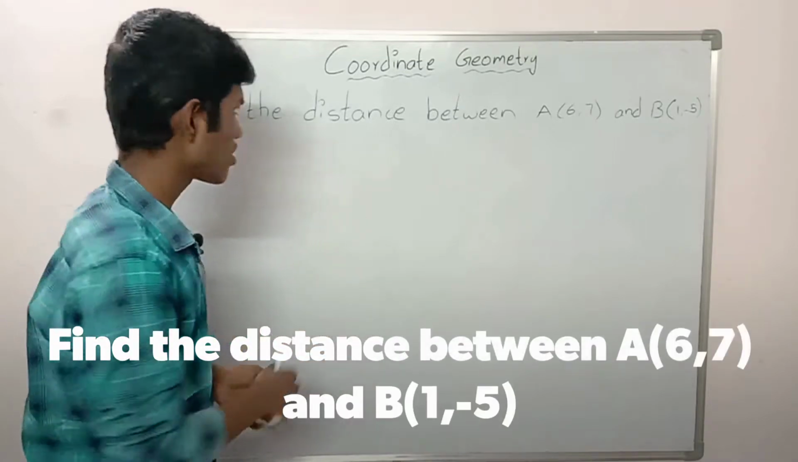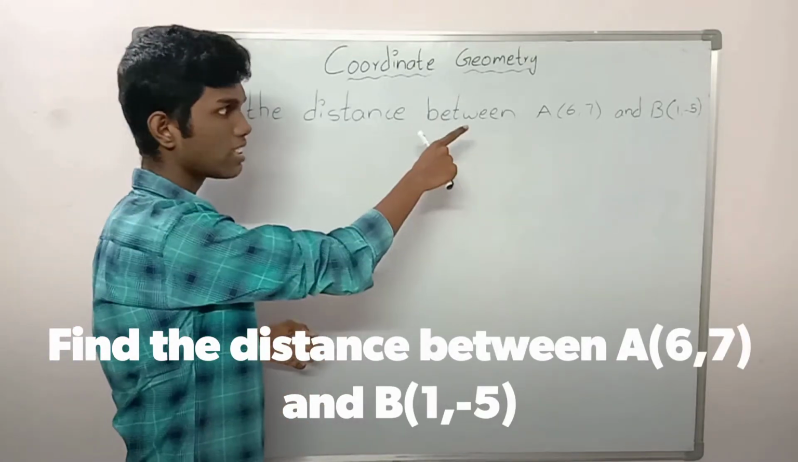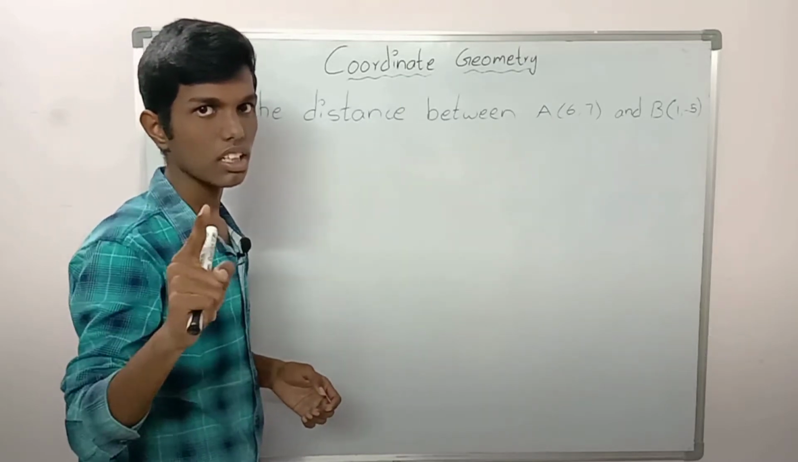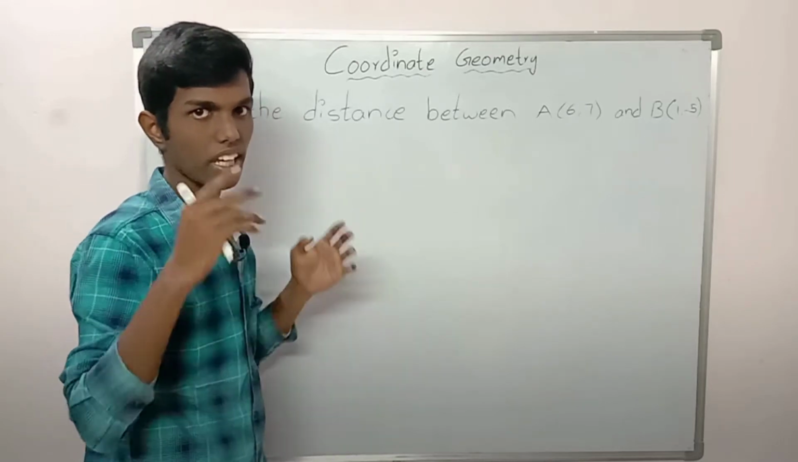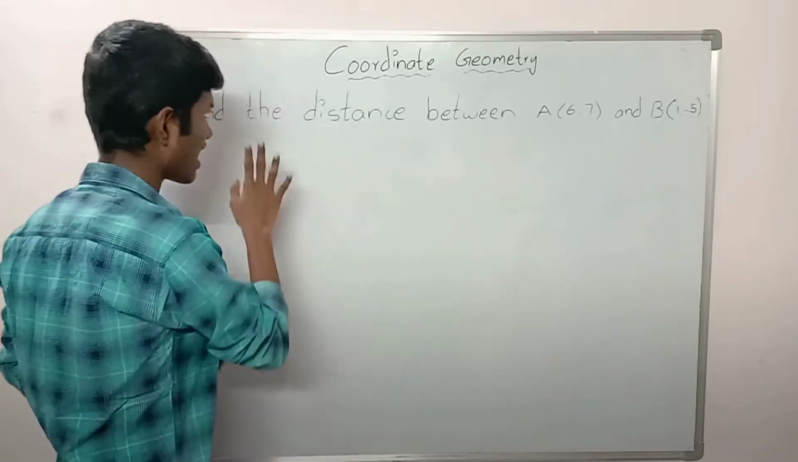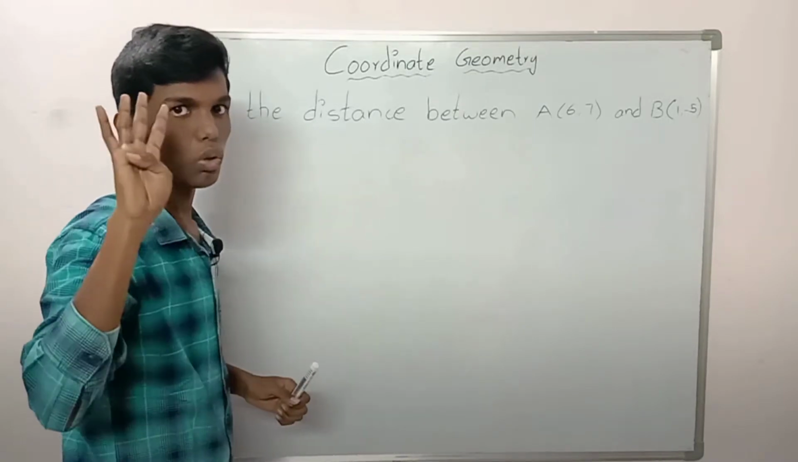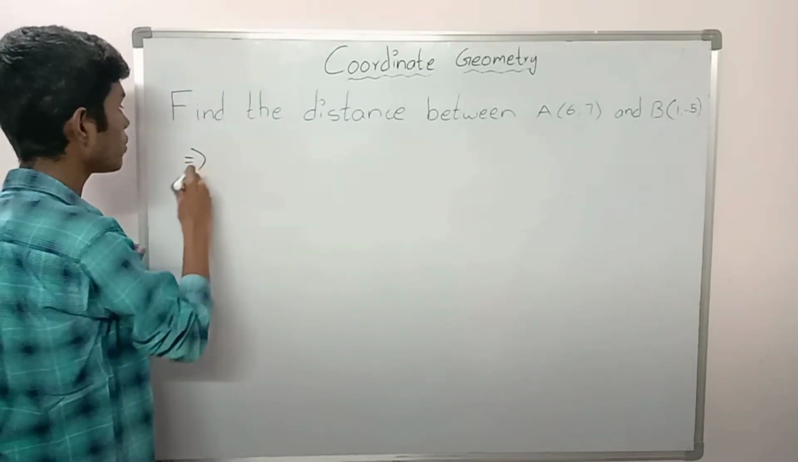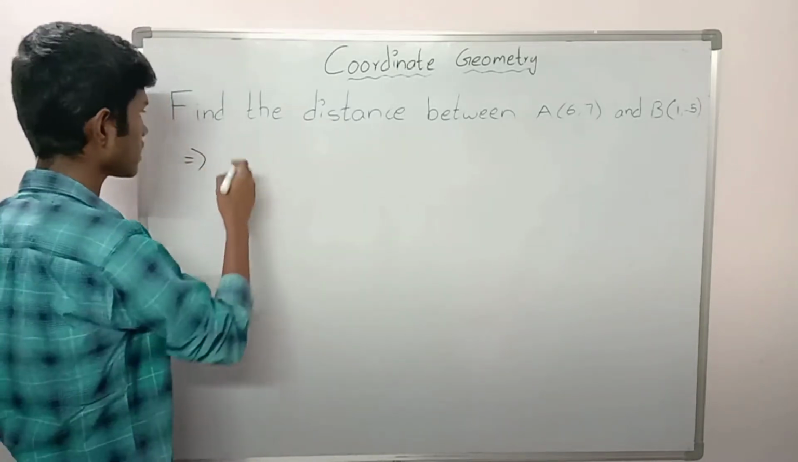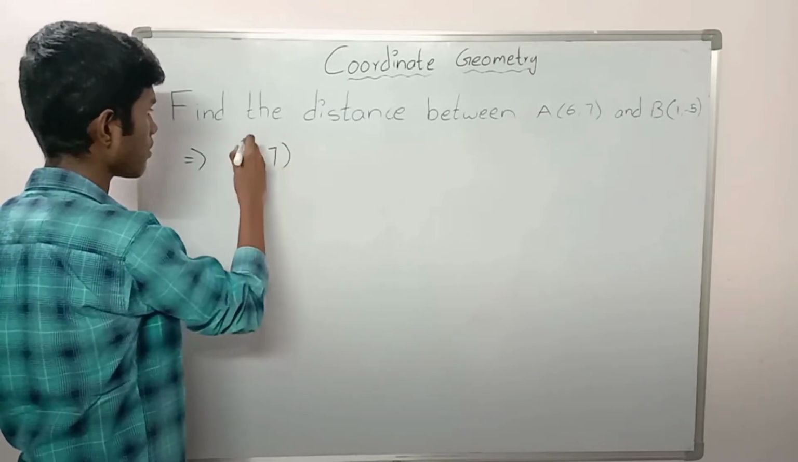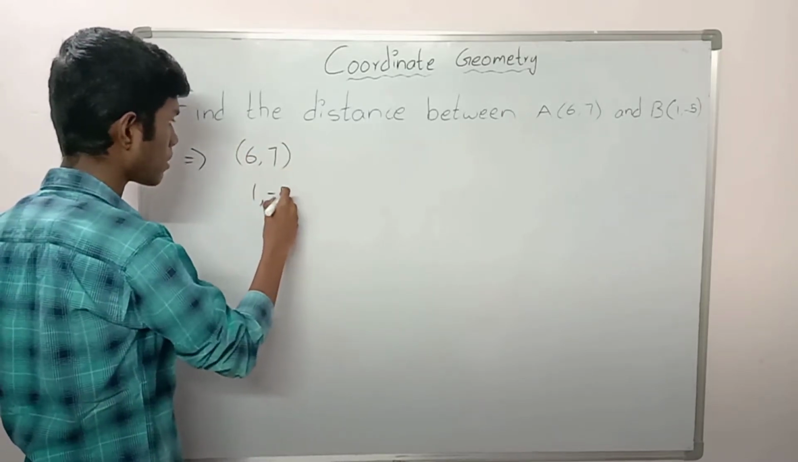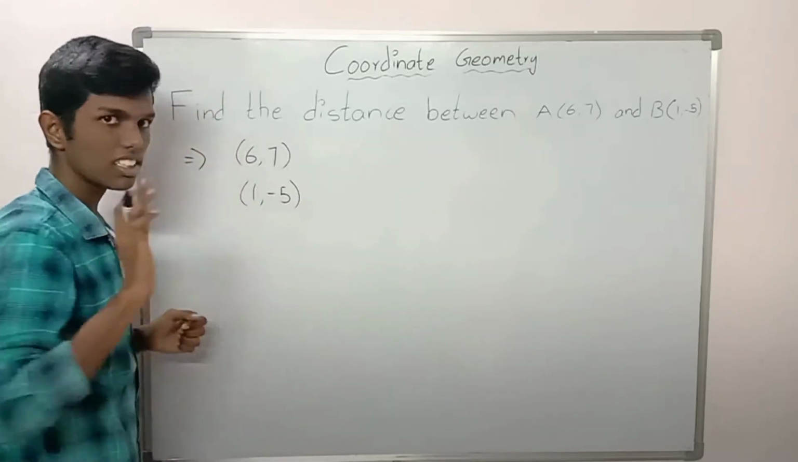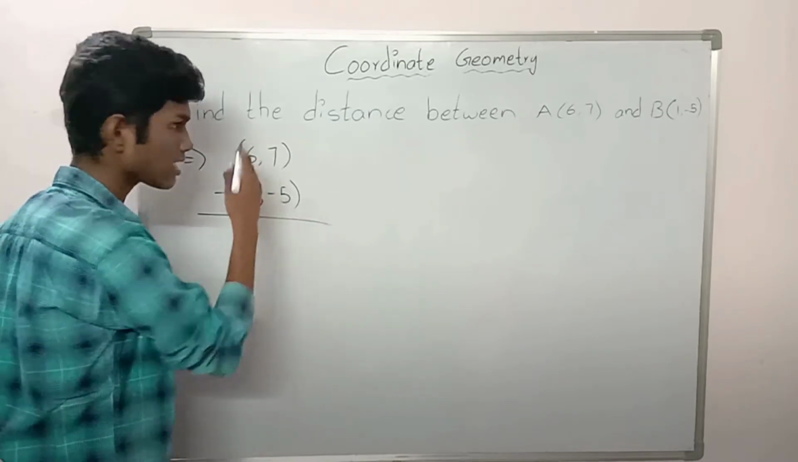The first question. Find the distance between A 6, 7 and B 1, -5. So the first concept we are going to learn is how to find distance between any 2 given points. And this we can find it only through 4 steps. Just get into it. So the first step you need to do is write down the points 6, 7 and 1, -5. And the second step you need to do is just put a minus and subtract.